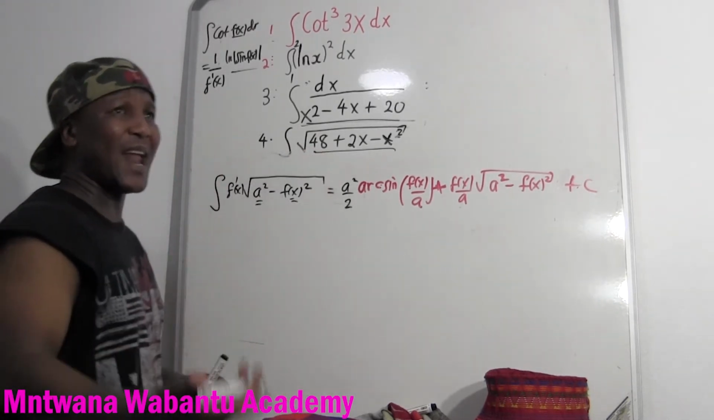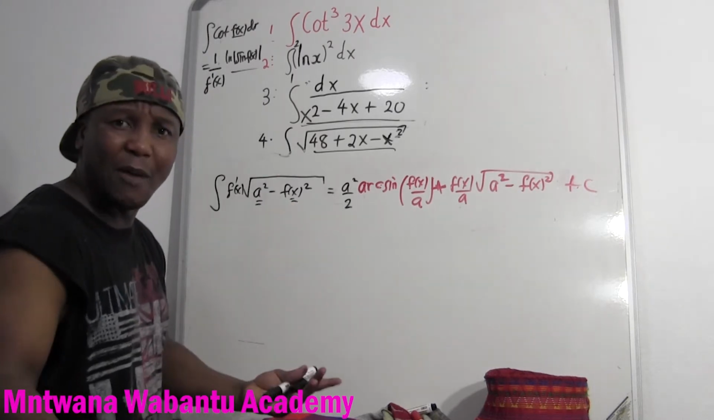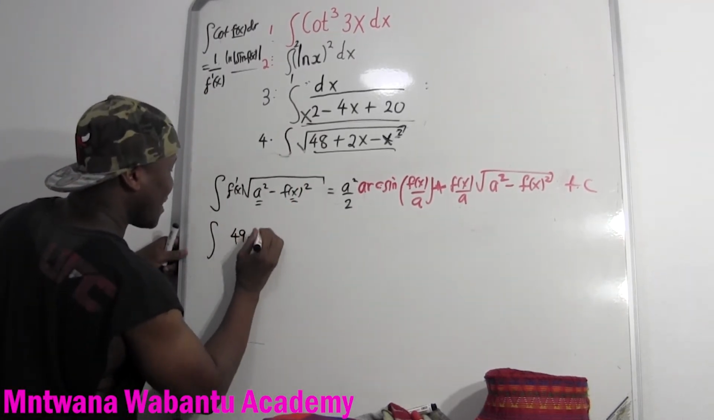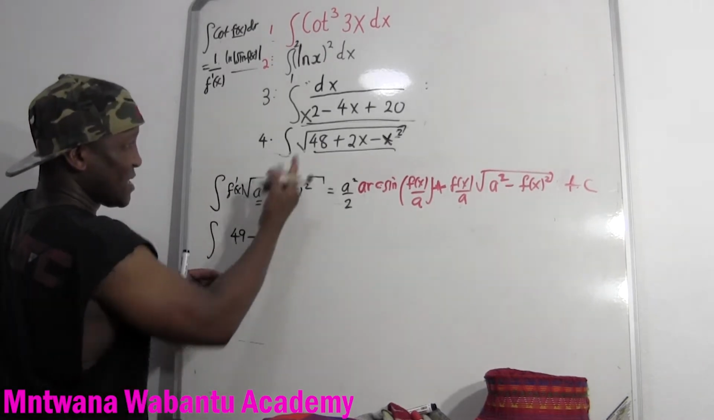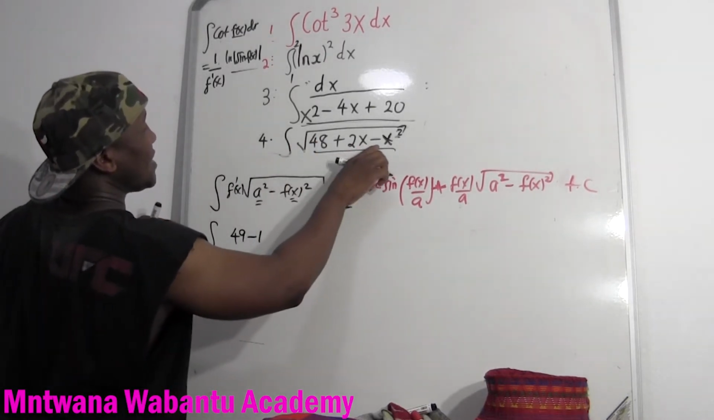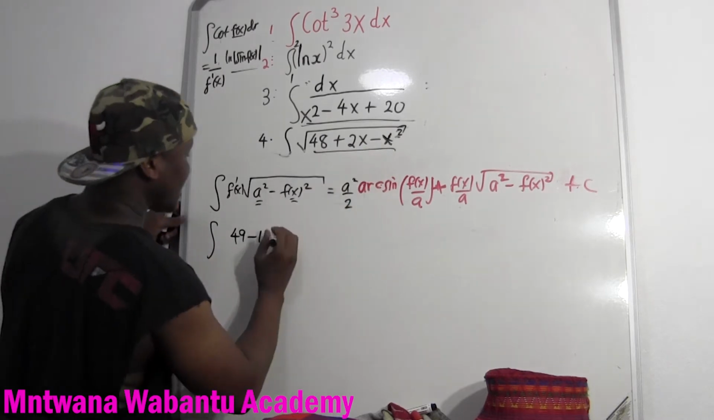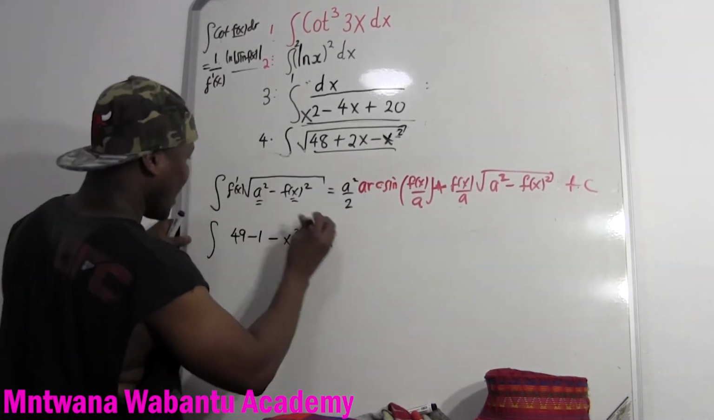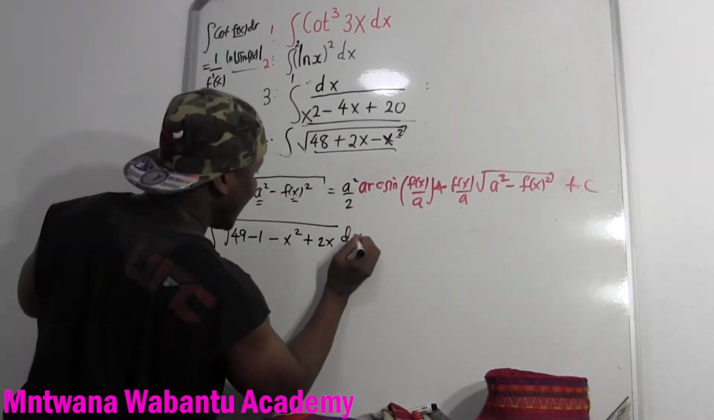So I can make it 49. They didn't give me 49, so how am I going to do it? I'm going to do it in a way that does not change the meaning. 49 minus 1 is still 48. And then here I'm going to keep this one, so I say minus x squared, and then plus 2x, dx.